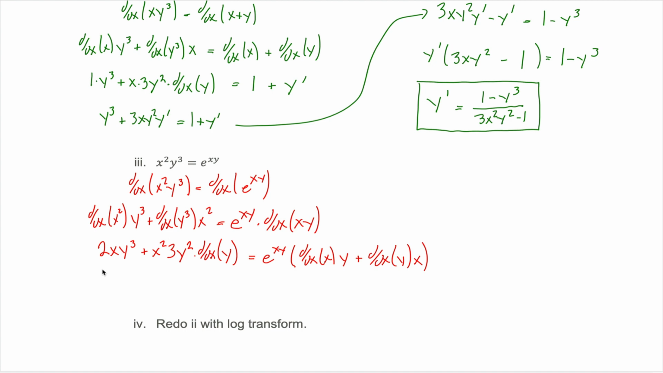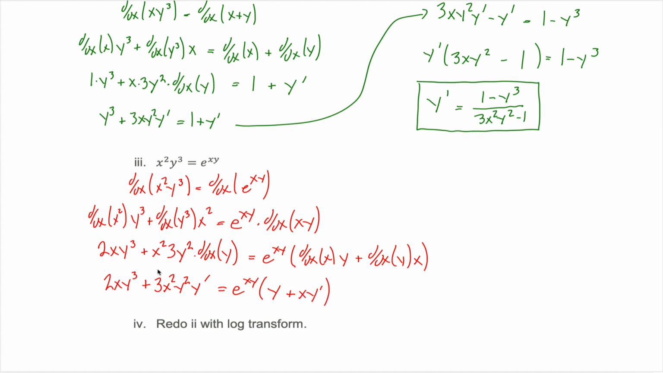A few more derivatives left to take. 2xy cubed is all done. I'll leave that alone. Over here, I'm going to write my 3 first just because I think it looks prettier. Then I got my x squared and my y squared. And I got to multiply that by the derivative of y, which is just y prime. Over on this side, I got e to the xy power times the derivative of x, which is just equal to 1, and 1 times y is just equal to y, plus the derivative of y is y prime. So y prime times x, in other words, xy prime.